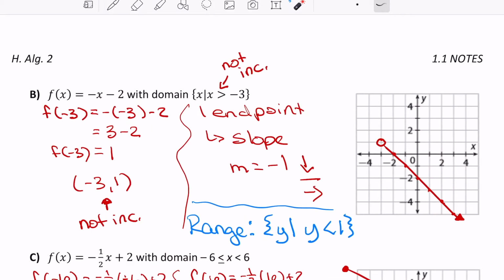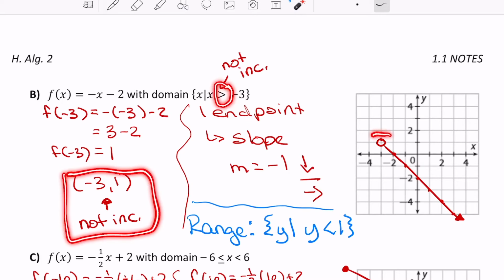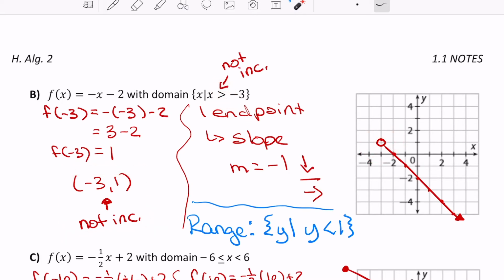Now, what happens when you are not given both endpoints? For B, we have our function, -x minus 2, and our domain is x is greater than -3. Well, we have one endpoint, right? -3, we can substitute it in for x, simplify, and you can see that we have a point at (-3, 1). Looking at my inequality symbol, it's just greater than, so I know it's not going to be included. So we use an open circle when we graph it.